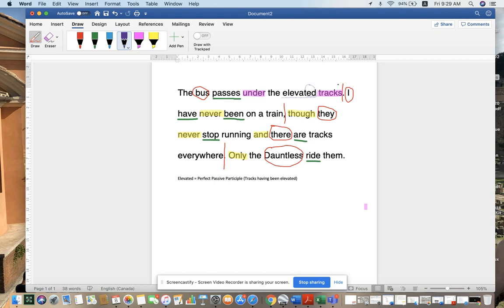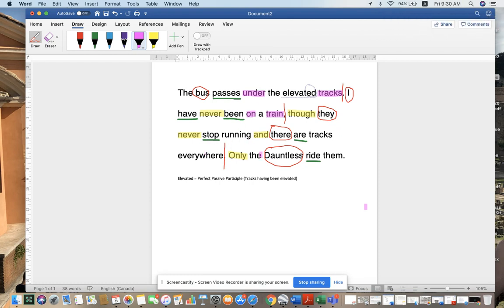Okay. Next, I have never been. Okay, been, verb of joining together. So to have been somewhere doesn't really take a direct object here because it has a preposition, on. On what? A train. And then we have a break, though they never stop.